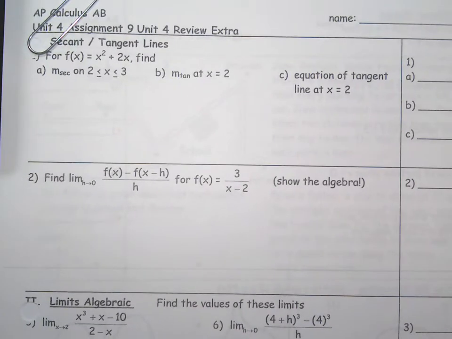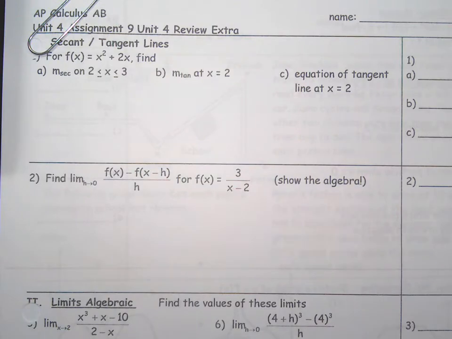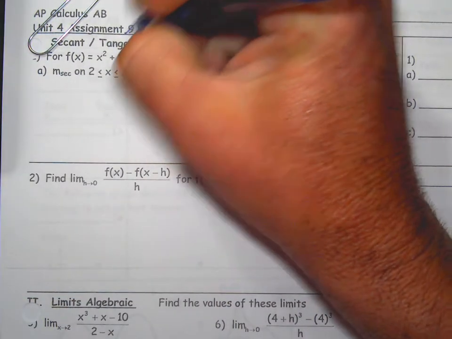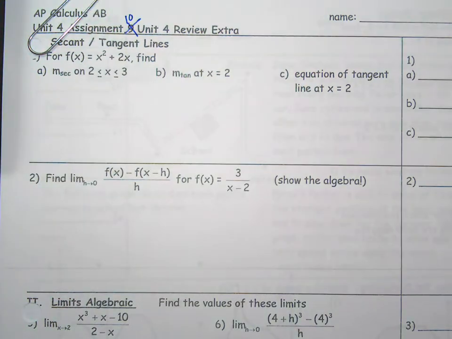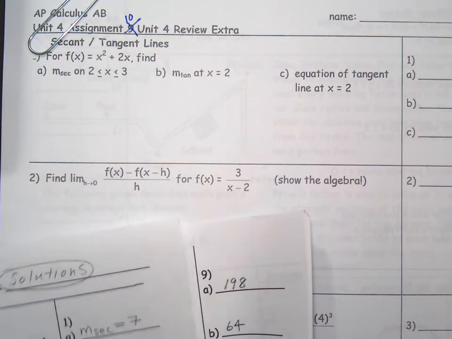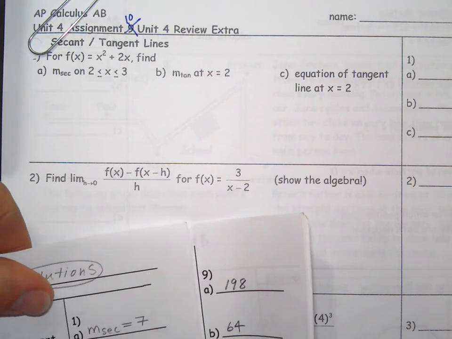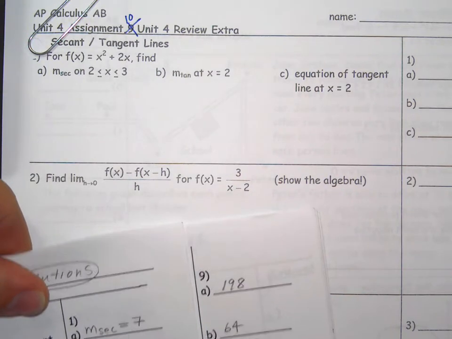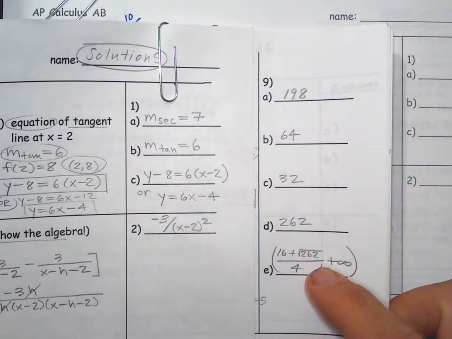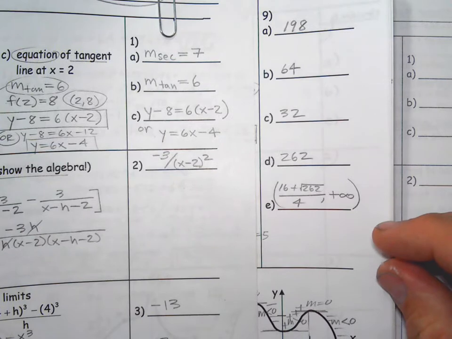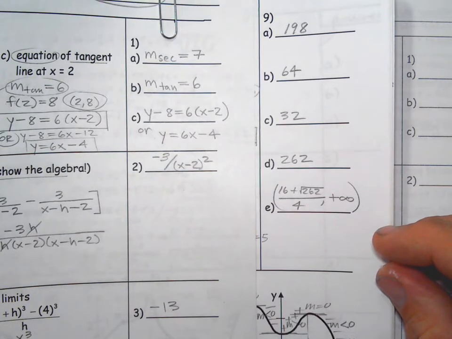Okay, AP Calculus AB, Unit 4. This really should be Assignment 10. Unit 4 extra review. One last chance to get a little extra preparation. I'll show you the answers real quick. You can check them. Pause the video if you need to.